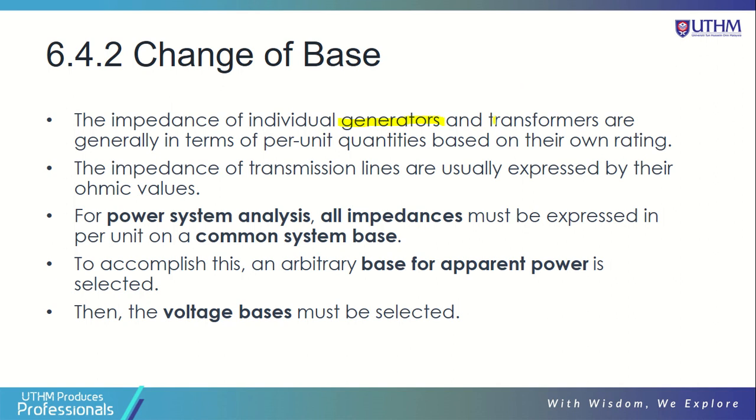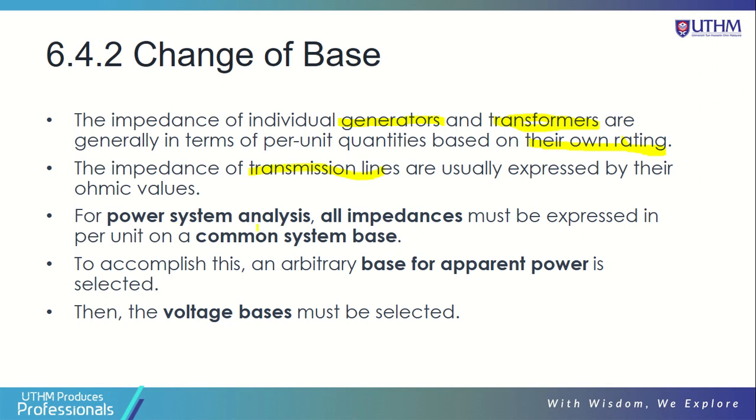Similarly for the transformer. When you buy the transformer, all the information related to the impedances, sometimes they give in the per unit. That's the value of that per unit system according to their own rating. So when we use all these equipment, generators and transformers, in the system, we need to change the base according to the base of the system. The impedance of the transmission line is usually expressed by its ohmic value.